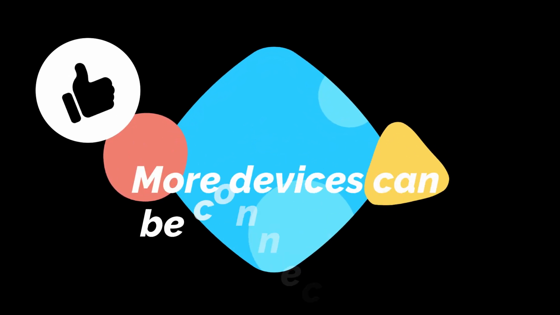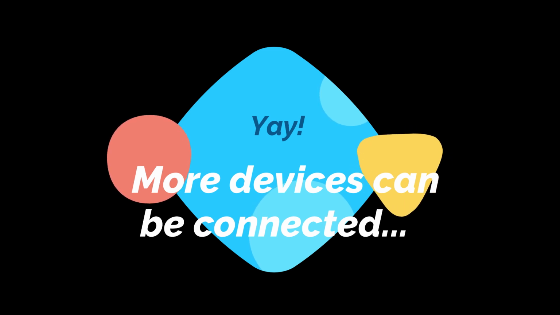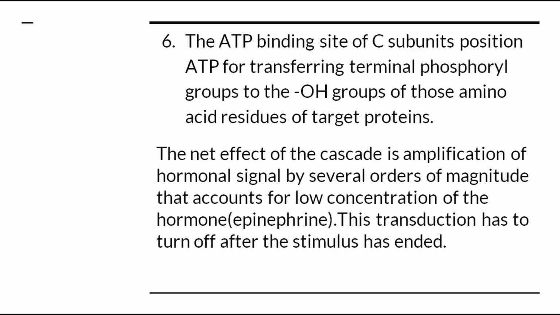Just imagine the Wi-Fi you were connecting your phone to got hacked, and now you can connect a lot more devices to it. It's technically how the response span increases. That accounts for a low concentration of the hormone, for example, epinephrine.